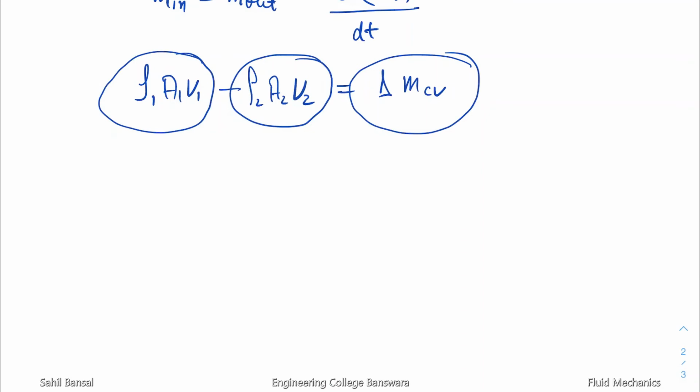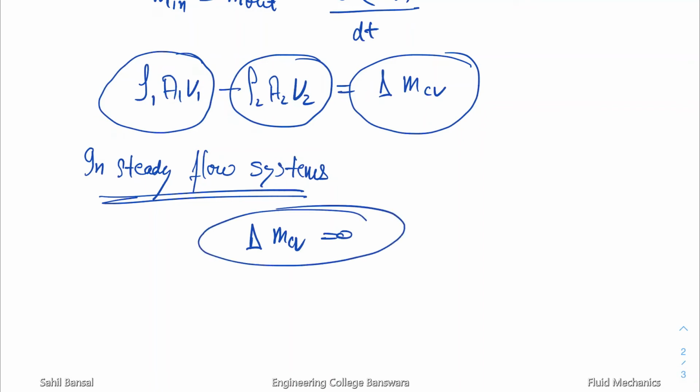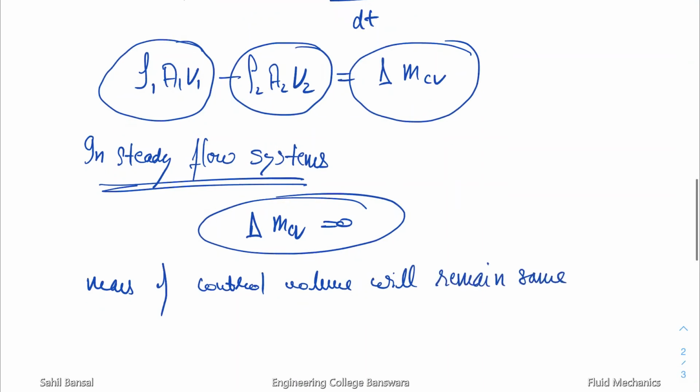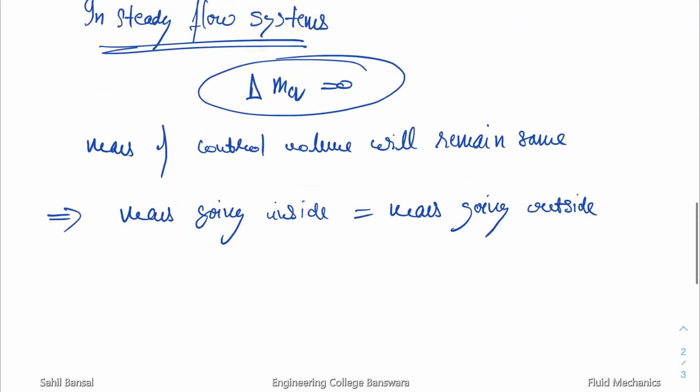Now for steady flow systems, as I told you in the last class, mostly we are going to study steady flow systems, right? What happens in a steady flow system? The properties of the fluid do not change with time. So in steady flow systems, delta MCV will be equal to 0, or I can say that the mass of the control volume will remain the same. Which also implies that mass going inside will be equal to mass going outside of my system.